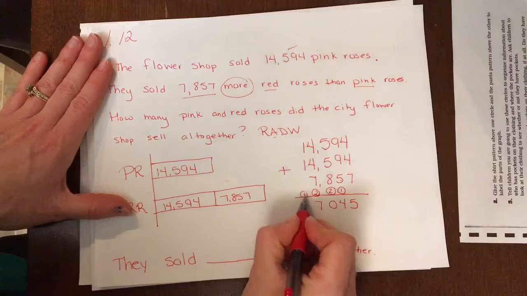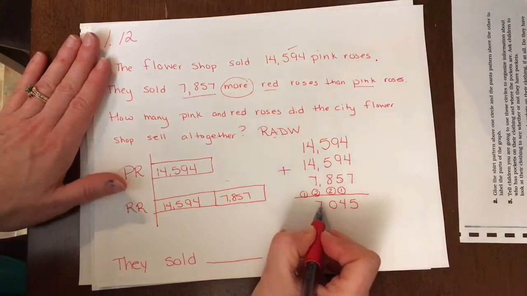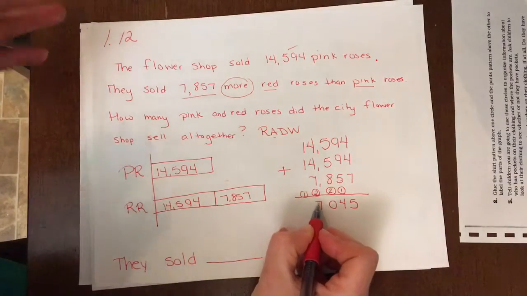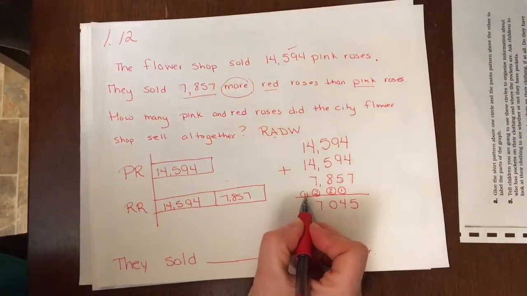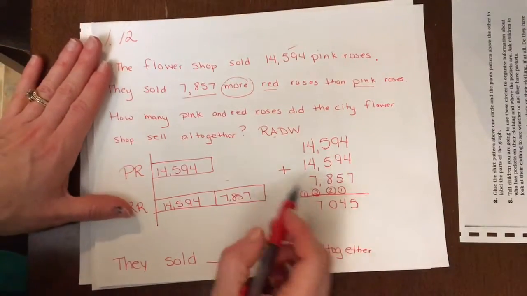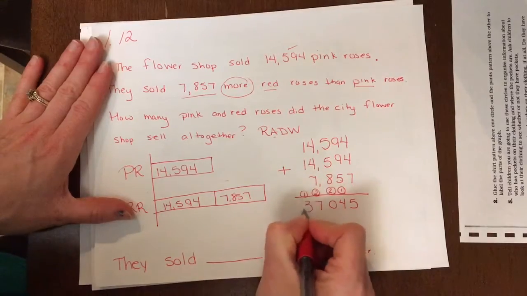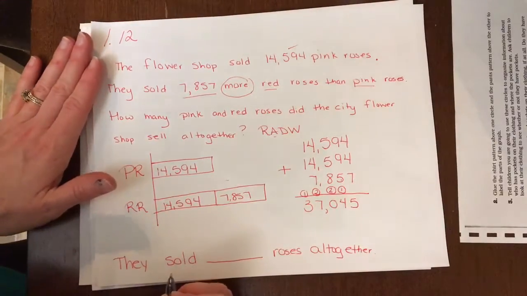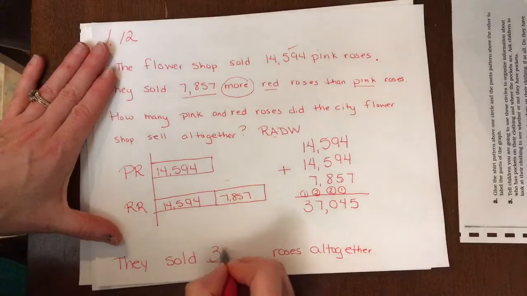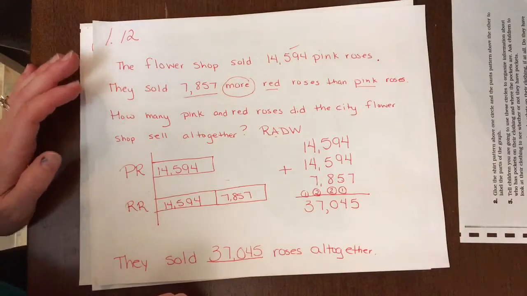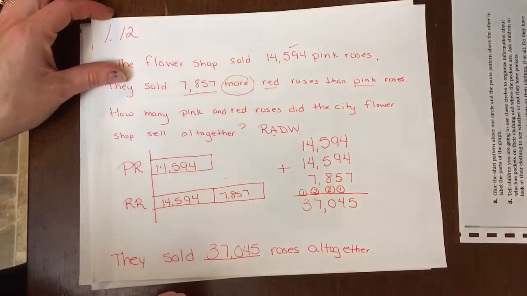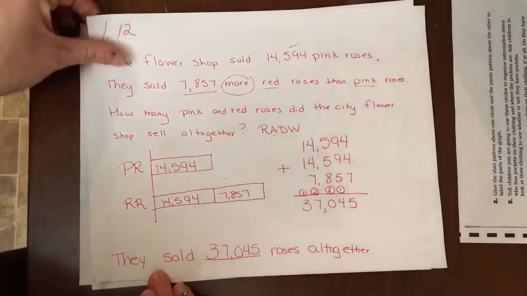Again, look at it, looks like 17. 17 thousands. I had 10 extra thousands. 10 thousands is the same as a 10,000. 1 plus 1 plus 1 is 3. You should have had the answer of 37,045. If you didn't, go back and see what you did wrong. All right, get ready for the next one.